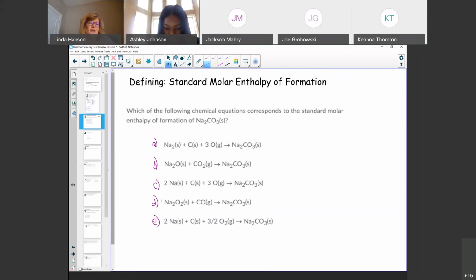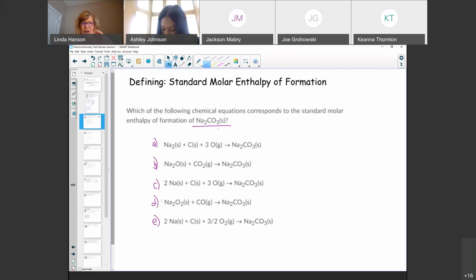All righty. So here the question asks me, which one of the following chemical equations corresponds to the standard molar enthalpy of formation of sodium chromate in its solid phase? I picked this one on purpose to put next, because again, I get to emphasize the vocabulary term standard molar enthalpy. And what that means is how much energy is needed to make 1 mole of the compound from its elements in their natural state.